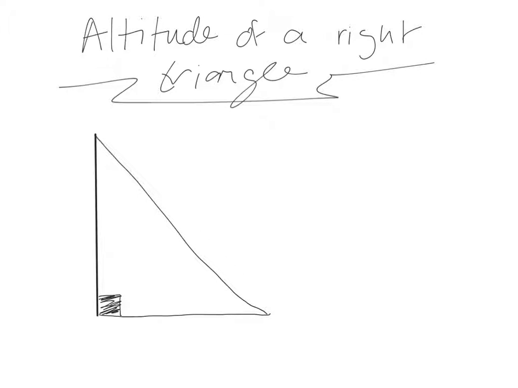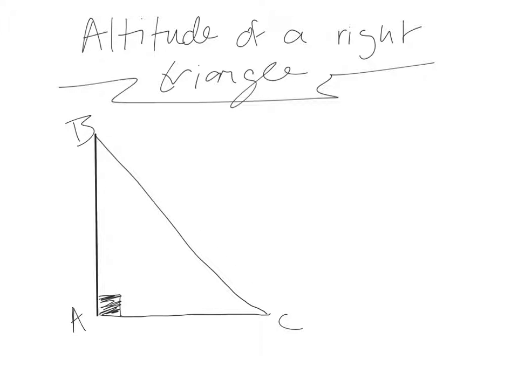Alright, so I'm just making you guys a quick little video to talk about what happens when we have the altitude of a right triangle. So, given this right triangle, and let's just put in some side lengths, I could call it A, B, C.